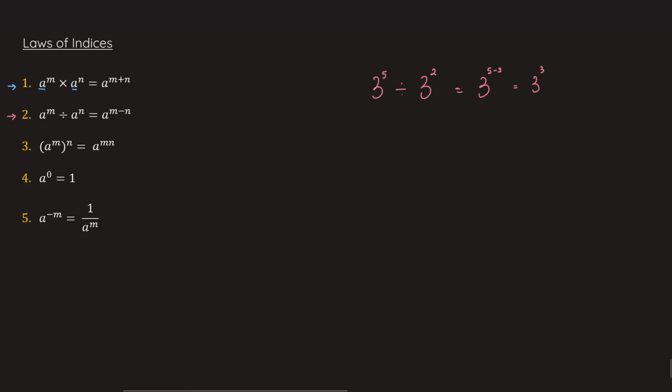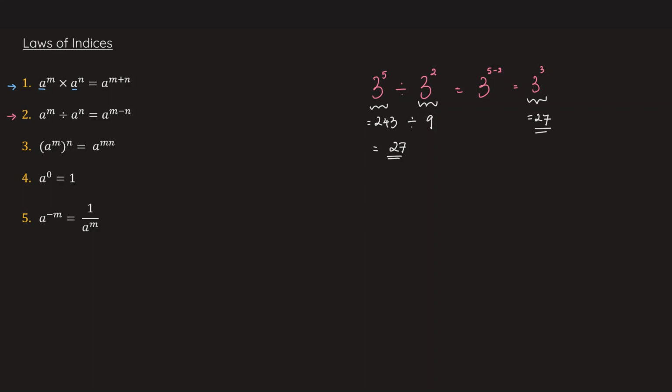Now let's verify it. So what is 3 to the power 5? 3 to the power 5 is 243. And 3 to the power 2 is 9. So 243 divided by 9 is 27. Now what do we have on the right hand side? 3 to the power 3, which is 27. So this example verifies the second law.